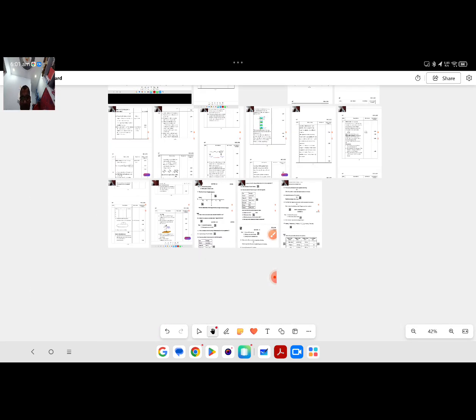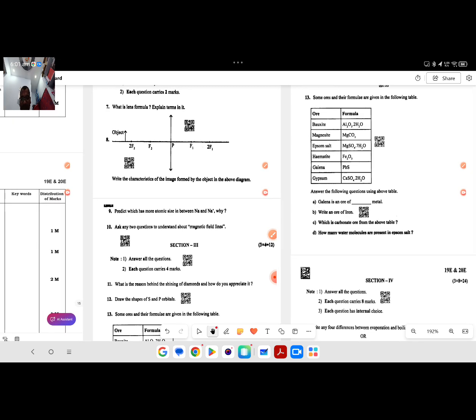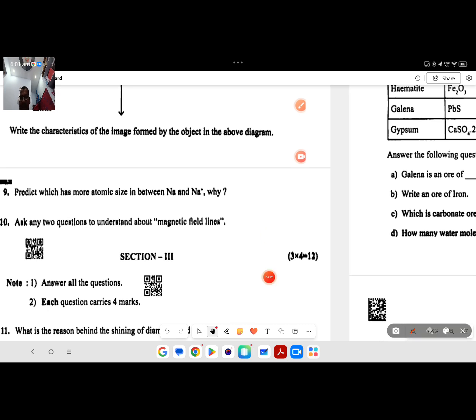Right? The question paper is here. So look at the question here. Ask any two questions to understand magnetic field lines. So you can write any two questions. You can write more than two also, but if you write any two, 2 marks will be allotted directly, right? So this is how you get the question paper.